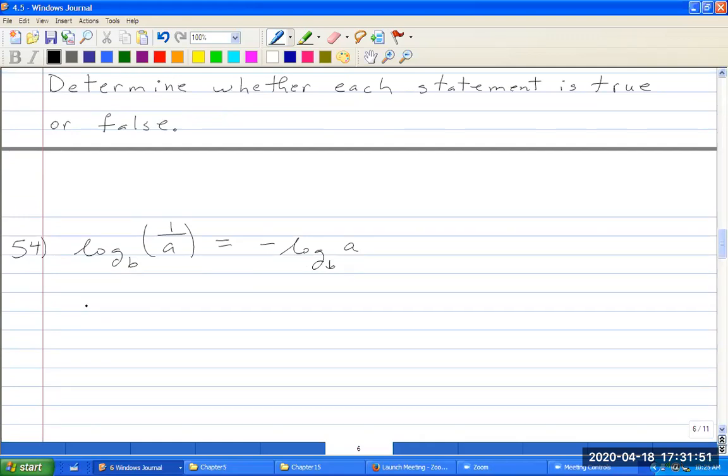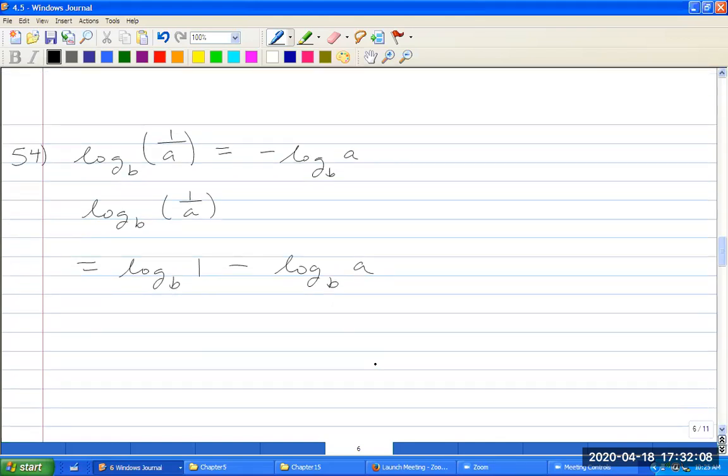So log base b of 1 over a is the same as log base b of 1 minus log base b of a. Well, the log base b of 1, so this is 0. And so this is equal to minus the log base b of a. So yes, this is a true statement.